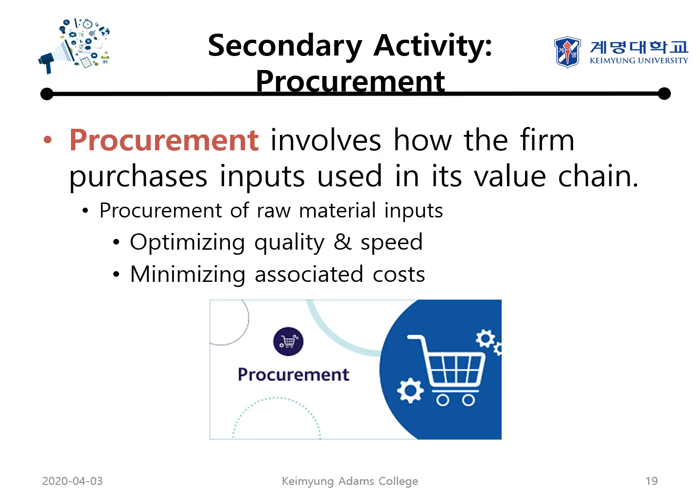Purchased inputs include raw materials, supplies, and other consumable items, as well as assets such as machinery, laboratory equipment, office equipment, and buildings. Procurement is also concerned with optimizing the quality and speed of the product. It also incorporates minimizing the associated costs in the delivery and purchasing of an item.